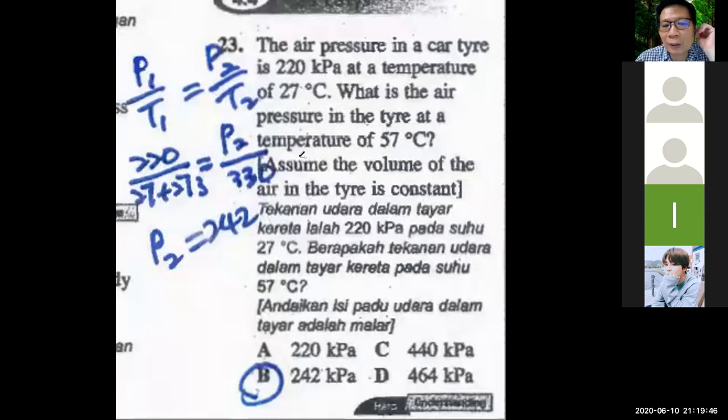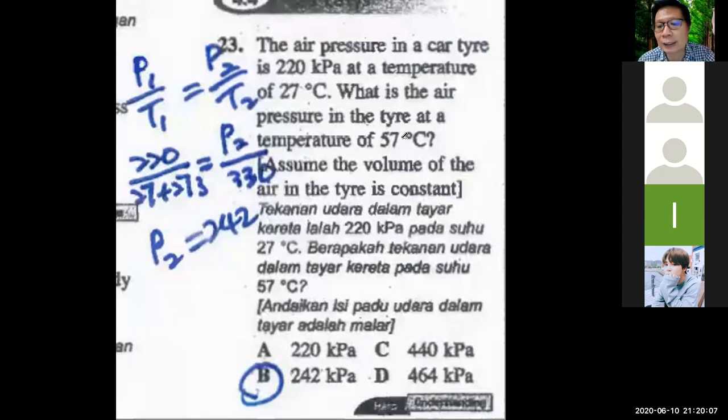Lemuchon, what law? P1 over T1 equals P2 over T2, what law is that? Alim? Boyle's law. Boyle's law? No. Boyle's law is P1 V1 equals P2 V2.